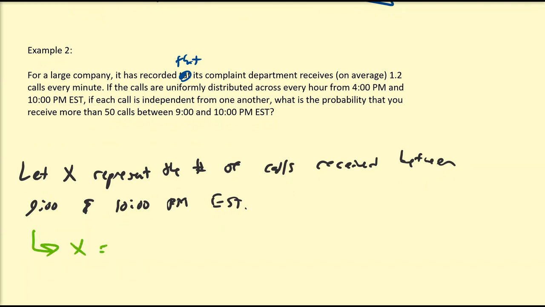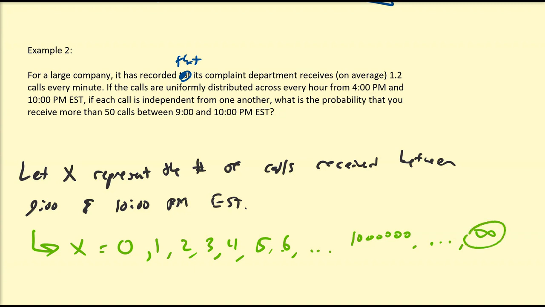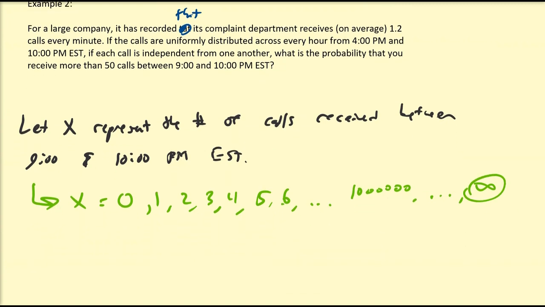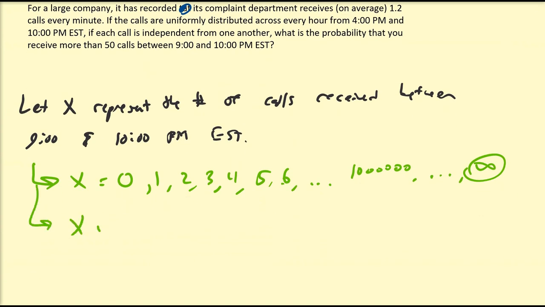So x can take values 0, 1, 2, 3, 4, because people can call, it's possible between these couple of hours. 5, 6, you could technically have 1 million unless you have a cap on this, and this is going to go up to positive infinity in theory. So x is a discrete random variable, which is bounded below by 0 and is not bounded above.